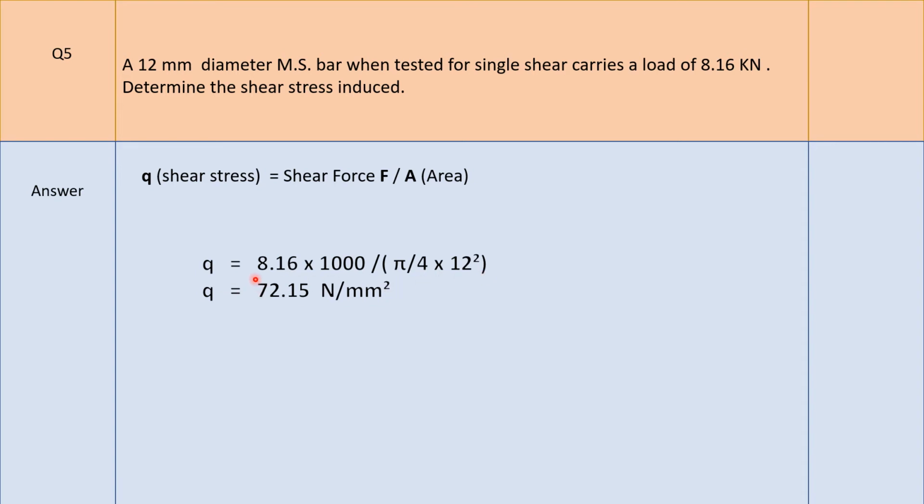Take the calculators in your hand, start pressing the button from here. 8.16, and you can directly do exponential 3 divided by bracket open shift pi divided by 4 into 12, press x square button, bracket close, is equal to, it's a very simple calculation, and you will get the answer 17.15, and unit will be Newton per mm square. This force we have converted in Newton, and 12 mm is the diameter, so area is in mm square. So shear stress is equal to 17.15 Newton per mm square.